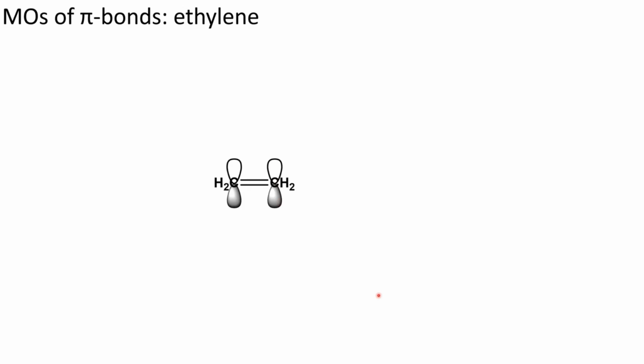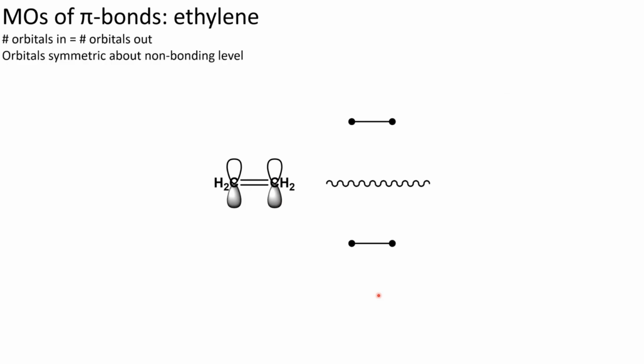Well, actually, you probably already know how to do this. You've probably seen this in other classes before. Maybe not in this presentation, but you've probably already seen something like this. Recall from earlier that the number of orbitals in must equal the number of orbitals out. So if we start with 2 atomic p orbitals, one on each carbon, that means we need 2 molecular orbitals, one more stable, one less stable than the non-bonding level. Again, this is the non-bonding level.